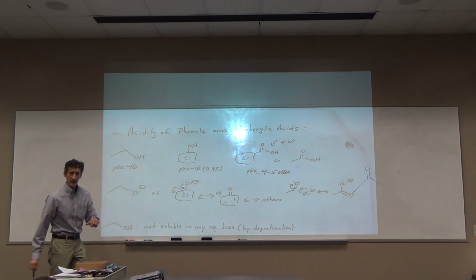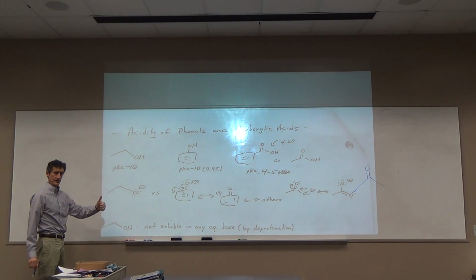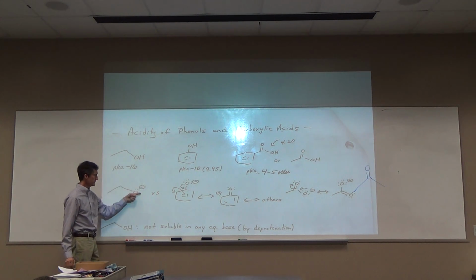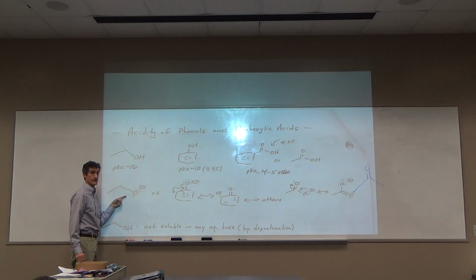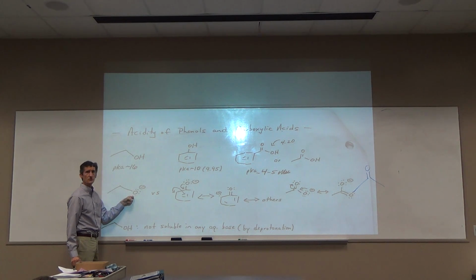Well, let's look at the anions. In organic one, we always look at the stability of the conjugate base. Here's the conjugate base of the alcohol. What type of stability does it have? Any resonance? No resonance. The only thing it has going for it is charge on oxygen. That's better than charge on carbon or nitrogen.